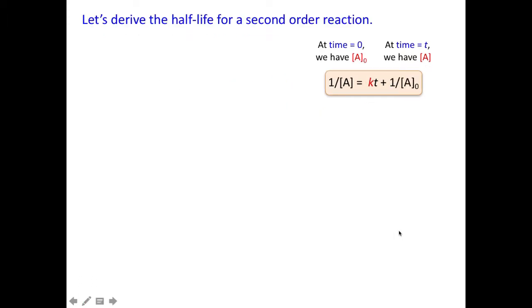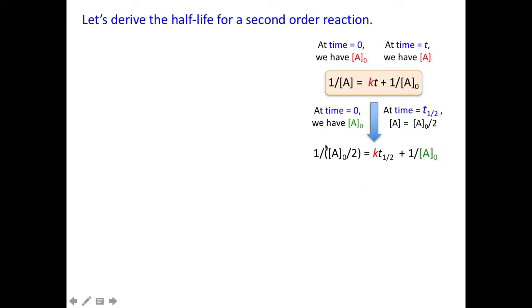The last case is for the second order reaction. So this is the integrated rate law for second order reaction, as we have seen in the previous lectures. And we just substitute time by T half, where the concentration is going to be half of the initial concentration. We just put here 1 divided by initial concentration of A divided by 2, and T half.